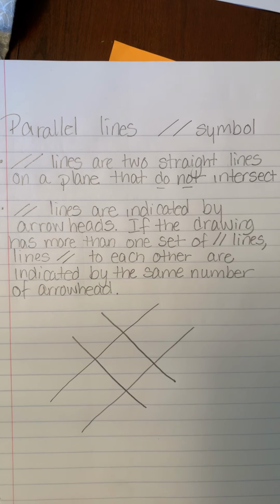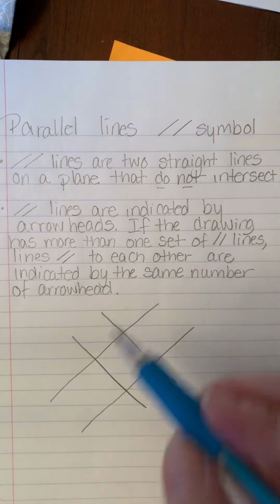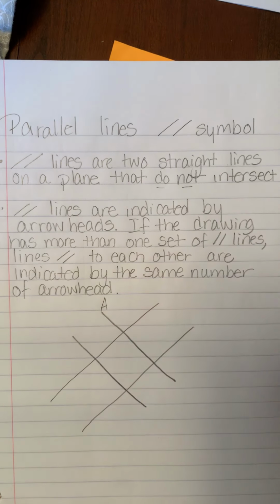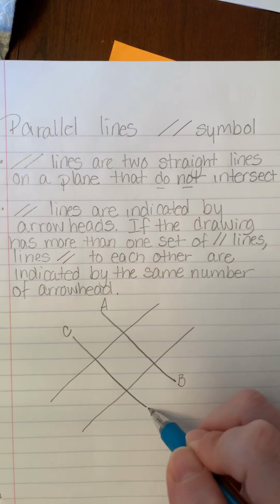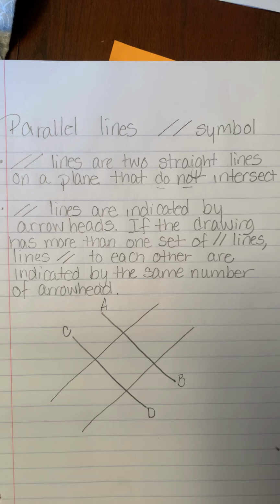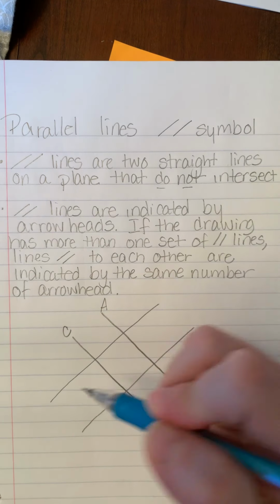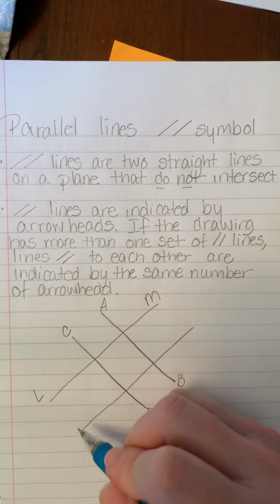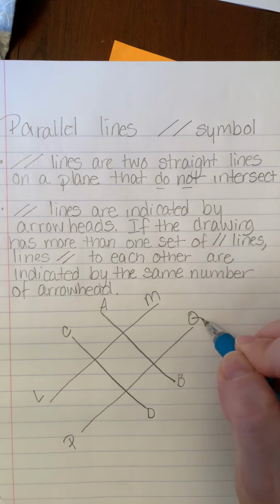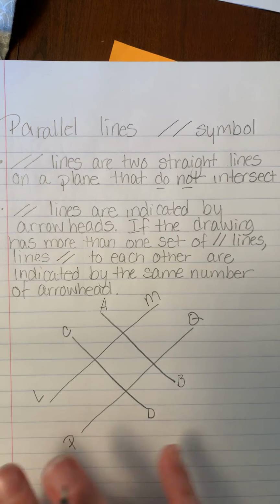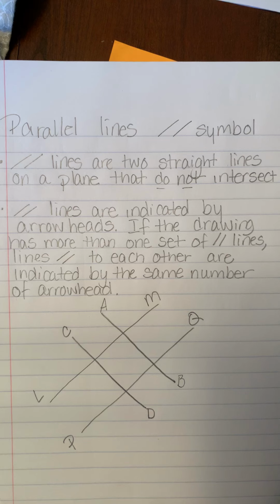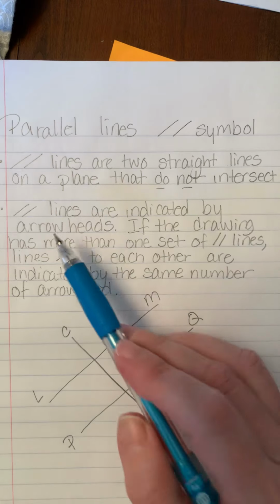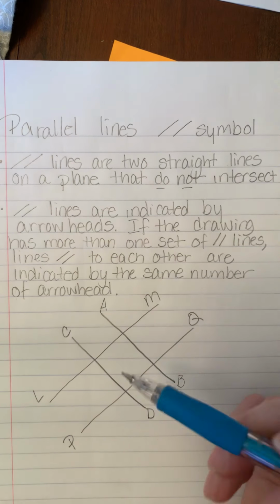We are going to label all our lines because that's how we're rolling. This is line AB. This is line CD. And just to get y'all not in alphabetical order, I'm going to do L, M, P, and Q. So we have two pairs of parallel lines. Whose friend is whose? This is where the little arrowheads come into play. Arrowhead is a fancy word for a triangle.